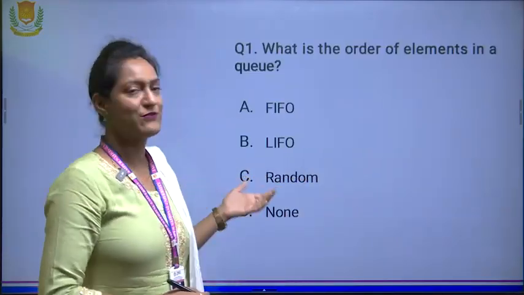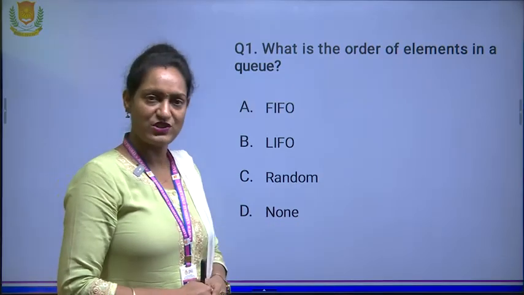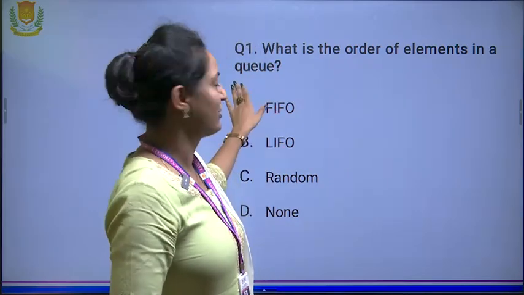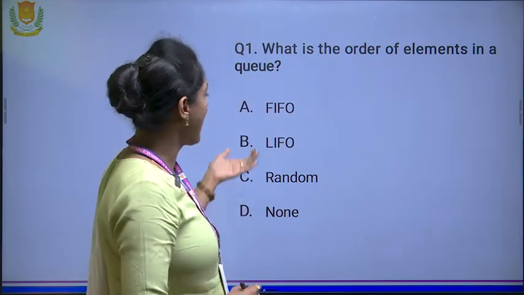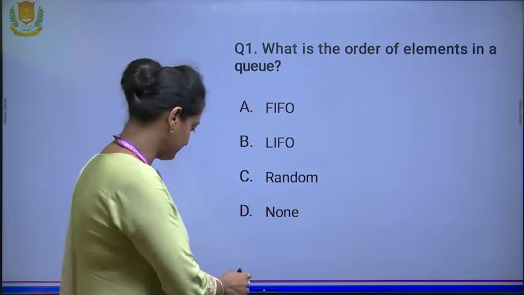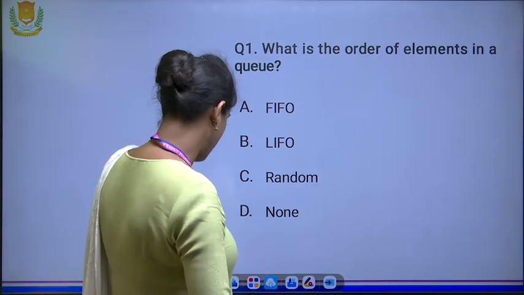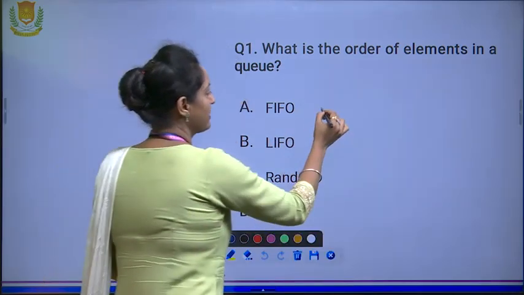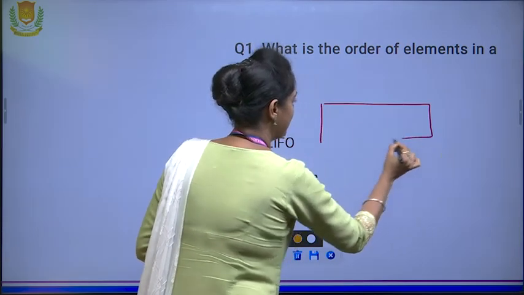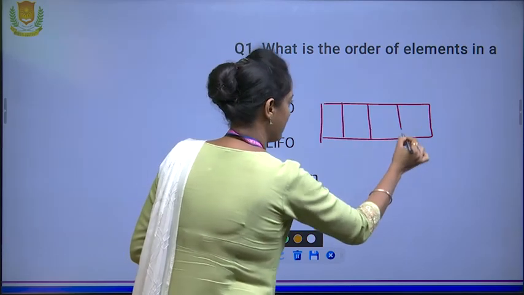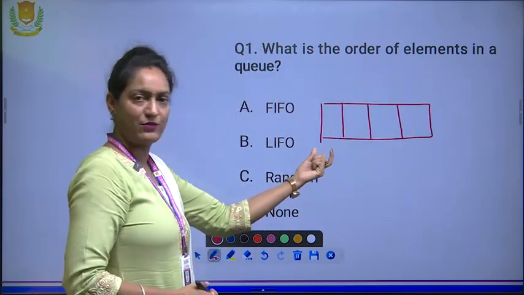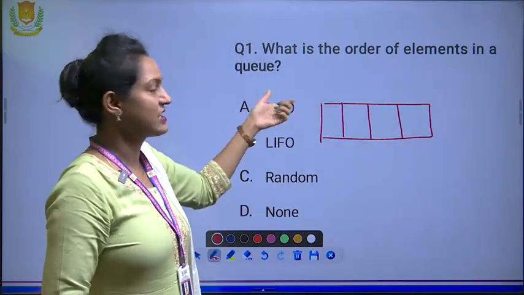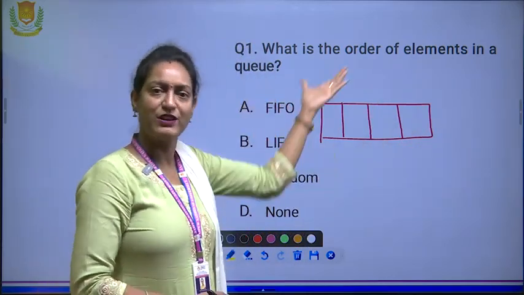So here is my first question: what is the order of elements in a queue? So here we have 4 options. I hope you know what a queue is. A queue looks like this: at one end we have rear and at the other end we have front. So on which phenomena is a queue working?